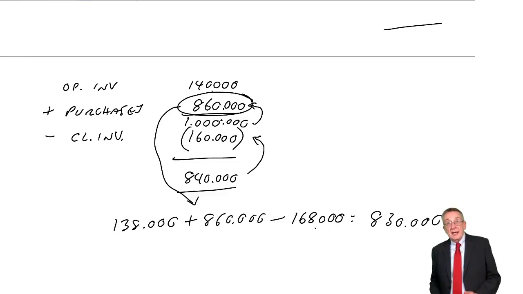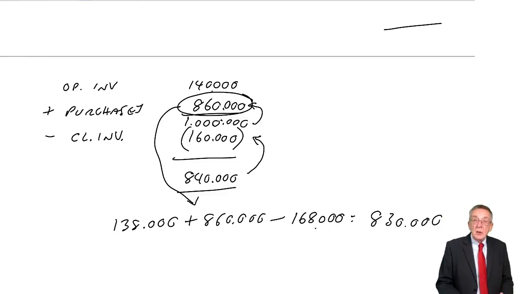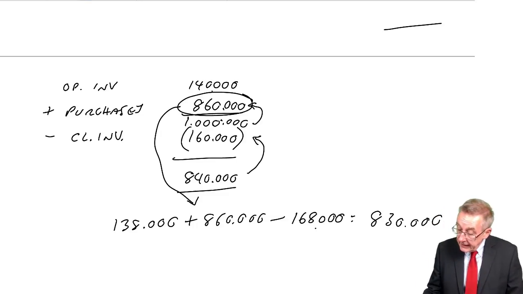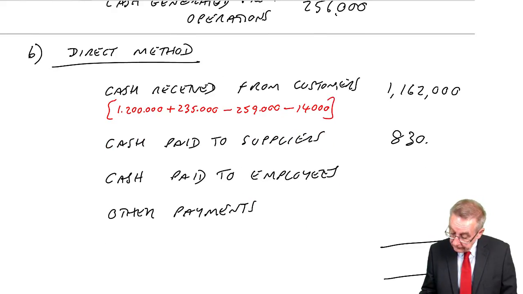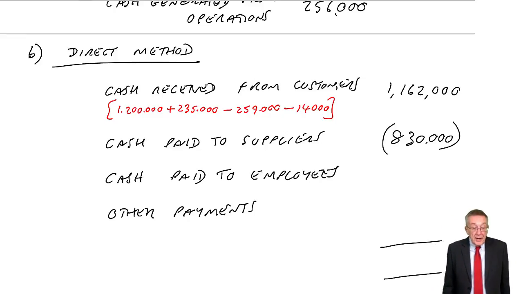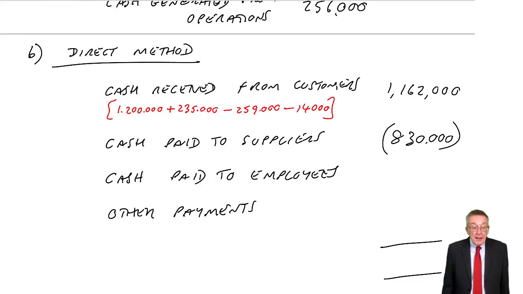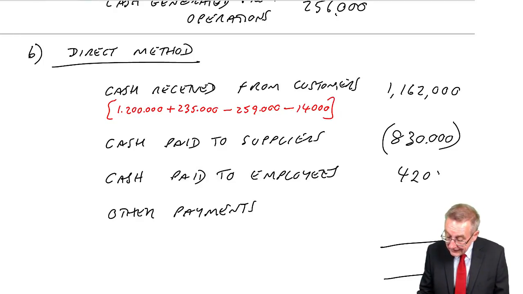So, a bit of messing around there. Cost of sales: we can work out what we bought, and when we know what we bought, we can work out what the cash paid was. So 830,000. Cash paid to employees, well, we're told that directly. Note 1, employment costs 42,000.